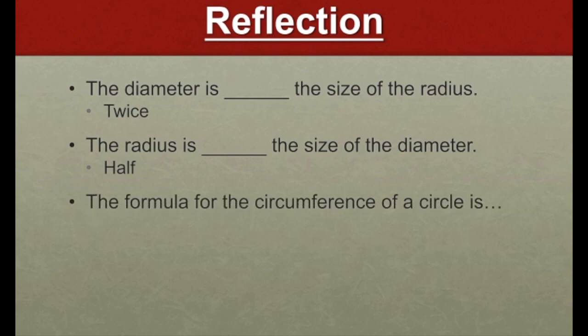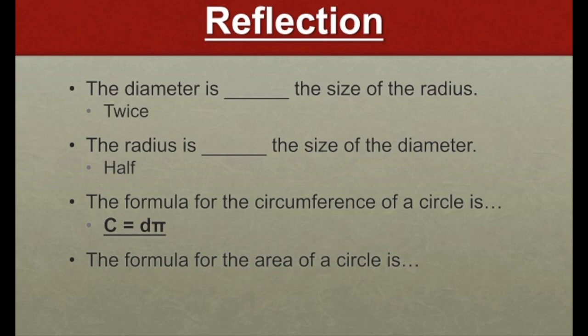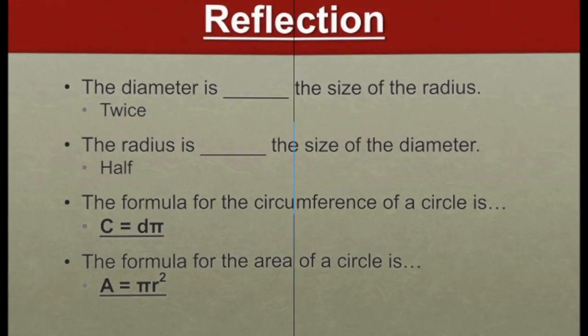The formula for the circumference of a circle is, very important, C equals d pi. So the circumference is equal to the diameter times pi. And the formula for the area of a circle is area equals pi r squared, where r stands for the radius. So area equals pi times radius squared.